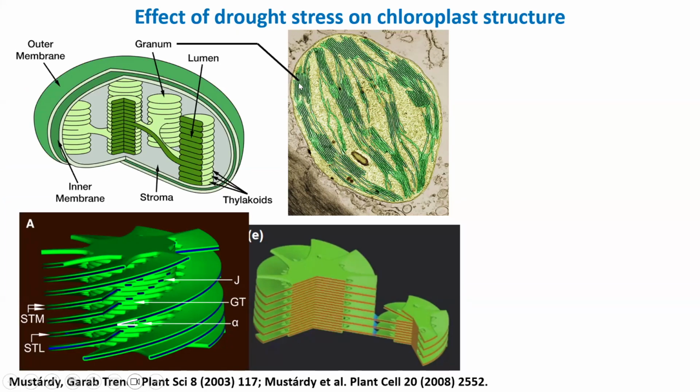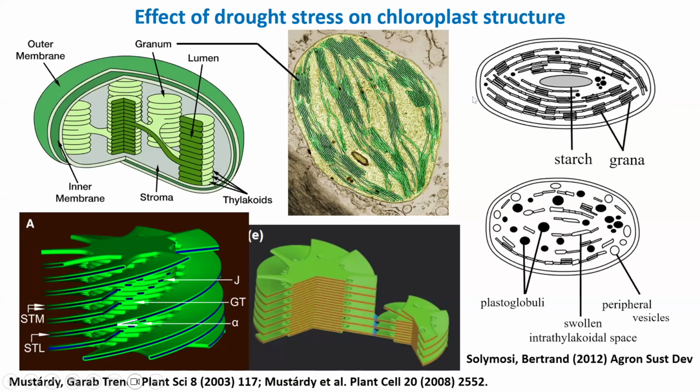Grana are highly regular structures in which thylakoid membranes are piled on top of each other and are interconnected by stroma thylakoids. Of course, the chloroplast is where everything happens in terms of photosynthesis, so it's extremely important to see how its membranes and photosynthetic apparatus react to stresses.